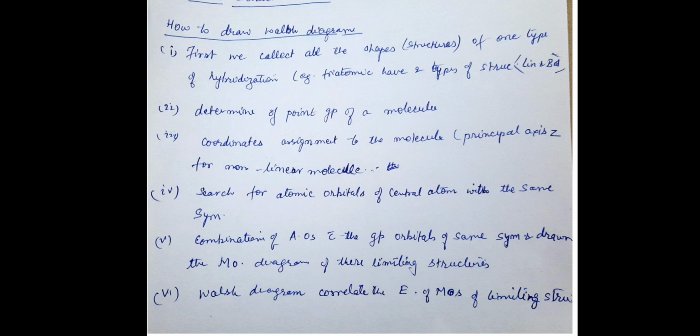Now, coordinates assignment to the molecule. Principal axis Z for non-linear molecule. Which coordinate is the principal axis? Z, PZ for the non-linear molecules. Search for atomic orbital of central atom with the same symmetry. Then combination of atomic orbitals with the group orbitals of same symmetry and draw the molecular orbital of their limiting structures.